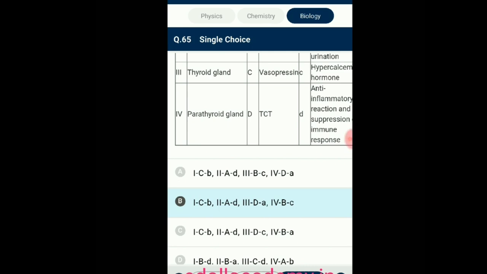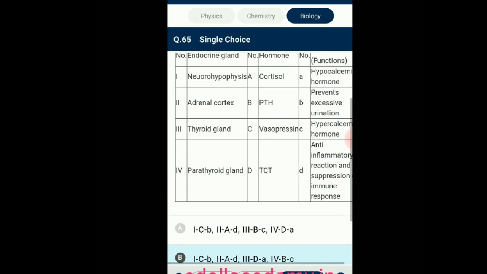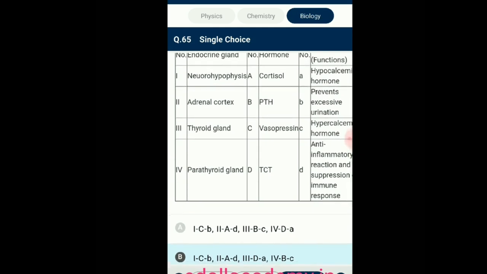One is matching with C and B. Second is matching with A, D. Third is matching with D and A. Fourth is matching with B and C. So the correct option is B.